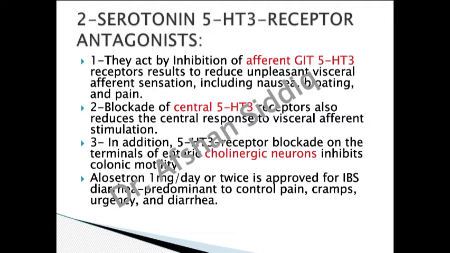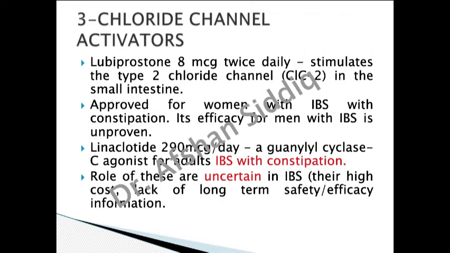The third agent which is used specifically for the treatment of IBS is the chloride channel activator. Lubiprostone, 8 micrograms twice per day, stimulates the type 2 chloride channel in the small intestine, abbreviated as ClC-2. It is approved for women with IBS with constipation. Its efficacy for men with IBS is unproven.